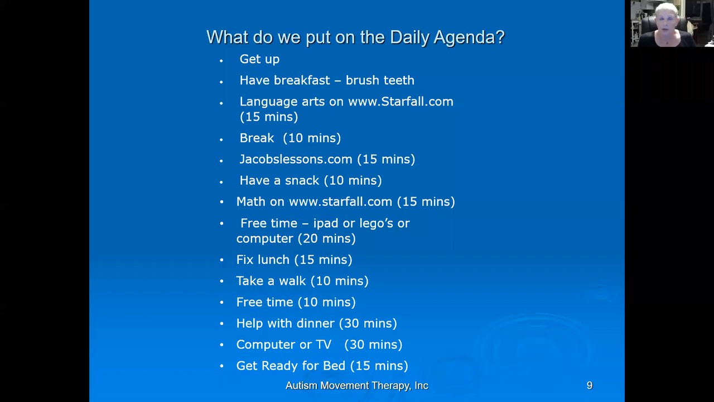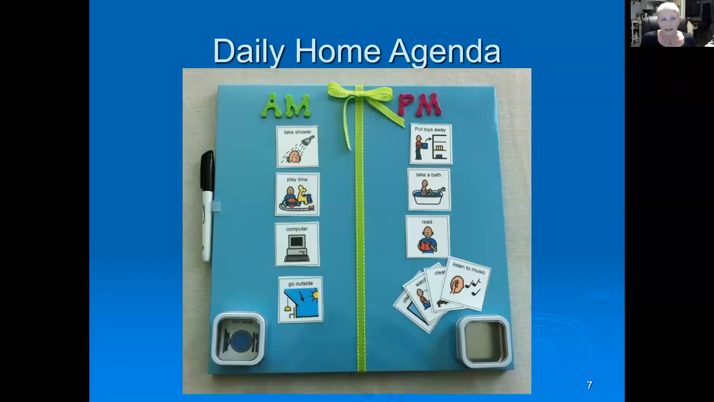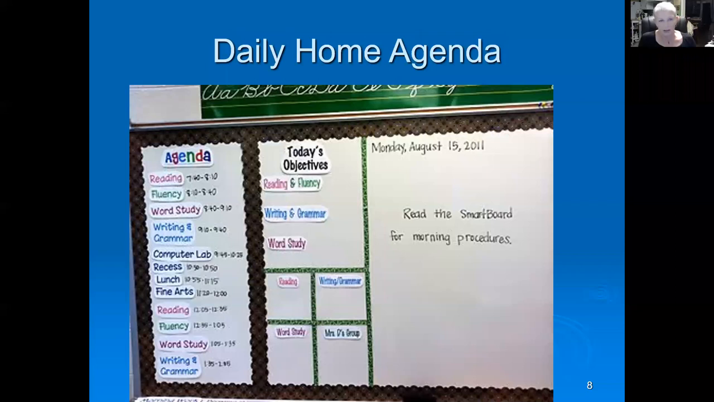Okay, so there's a full day of agenda that you've written out, and you've either written it out on a whiteboard like this, where it says agenda there. You don't need all the objectives and everything, just the agenda with what you're doing and the number of minutes that you're actually going to be doing that activity.